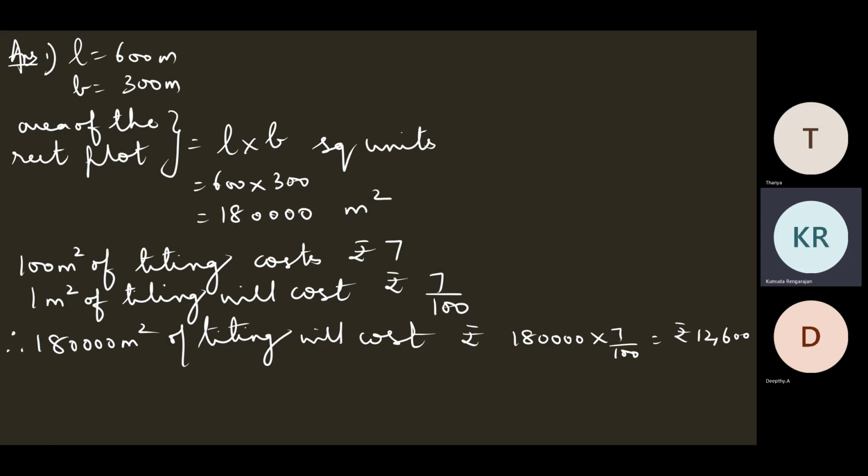Deepthi wanted to say something. Yes, Deepthi. You said you're getting only 3 zeros, is it, after 18? What's your question, Deepthi? Ma'am, because when I did 600 into 300, I got only 18,000. Why, darling? 600 has 2 zeros. 300 also has 2 zeros. So the product will have 4 zeros, right? 2 plus 2, 4 zeros, right?